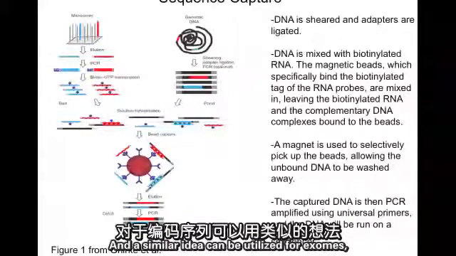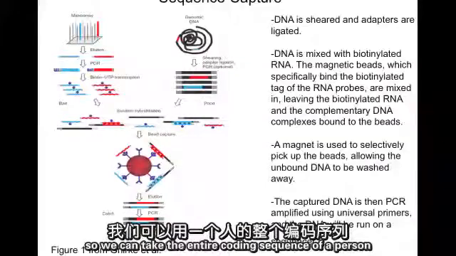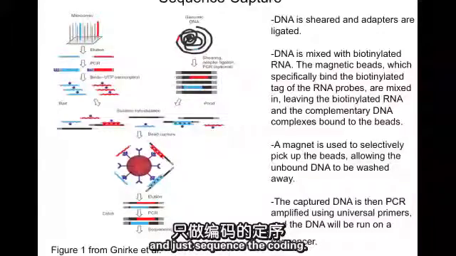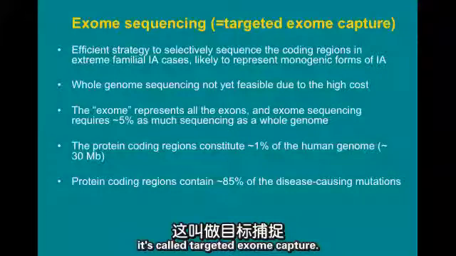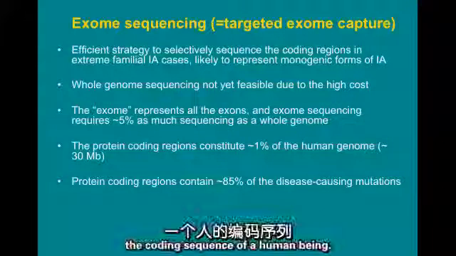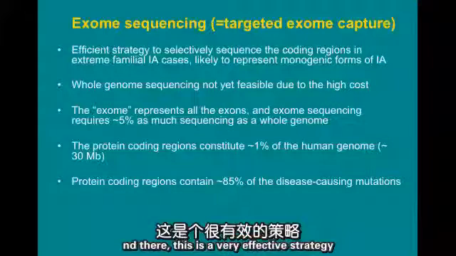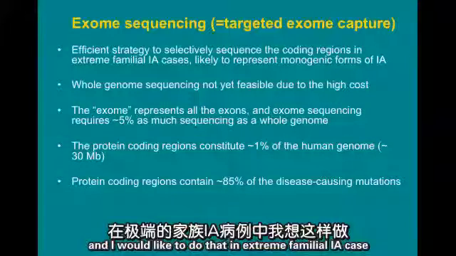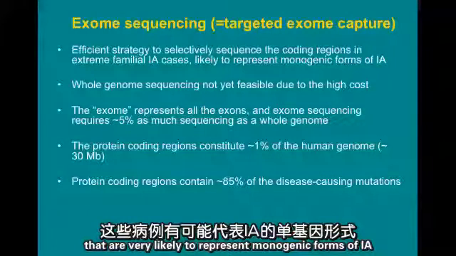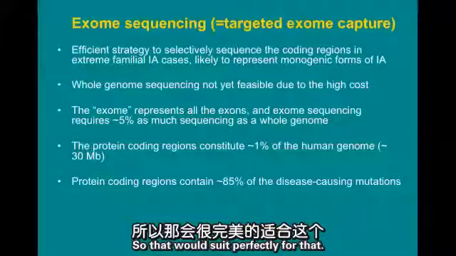And the similar idea can be utilized for exomes, so we can take the entire coding sequence of a person and just sequence the coding. And so that's the exome sequencing. It's called targeted exome capture. So now we are just focusing on the coding sequence of a human being. And this is a very effective strategy to just selectively sequence the coding. And I would like to do that in extreme familial IA cases that are very likely to represent monogenic forms of IA. So that would suit perfectly for that.